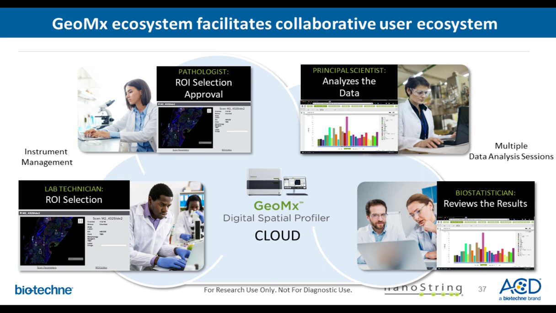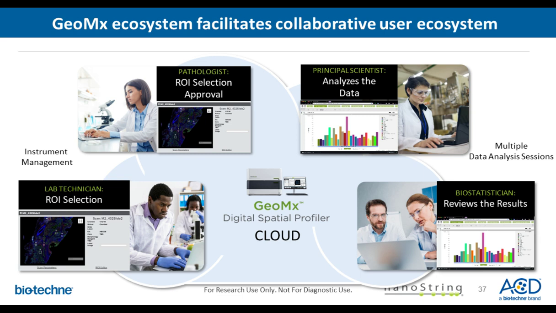So what this shows on the left is you have a technician at the lab who's running the instrument. They've loaded the samples, they've set up the scans. They then maybe notify the pathologist. It could be in another building, could be in another site within your organization. They then select the regions of interest and do the segmentation. Once that's done, they can approve the ROI collection. It then goes about collecting the ROIs.